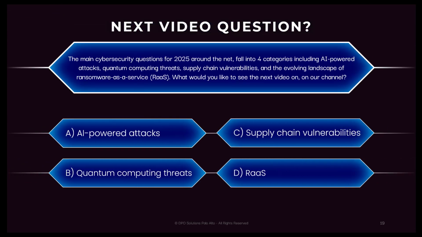So just quickly on this slide, the main cybersecurity questions for 2025 circling around the internet fell into 4 categories this year. Those categories were A, AI-powered attacks, B, quantum computing threats, C, supply chain vulnerabilities, and D, ransomware as a service. So with data breaches in the US now costing companies an average $10.22 million and the global cost of ransomware projected to hit $57 billion by the end of 2025, you may be interested to hear more on one or more about the latest forms of threats.